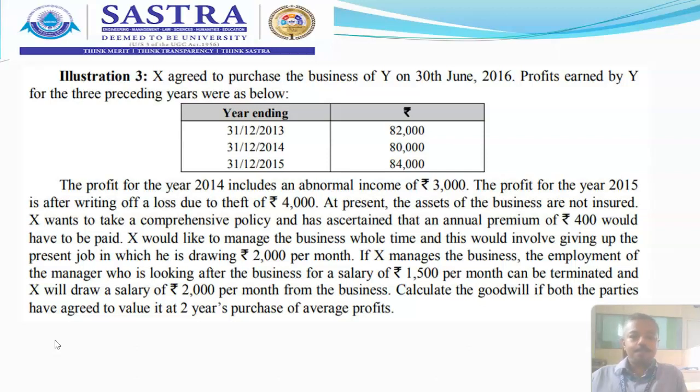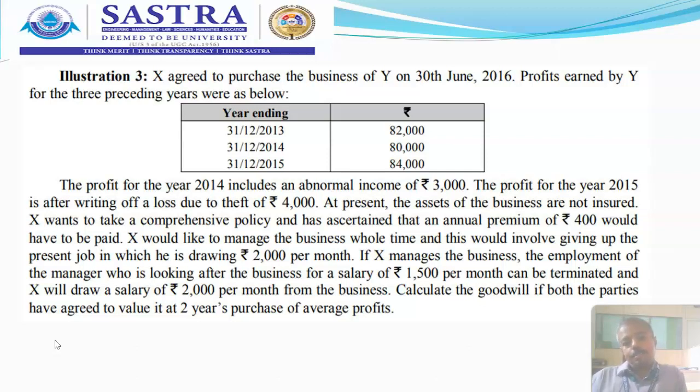Abnormal income is not going to be a regular phenomenon. The profit for year 3 is arrived at after writing off a loss due to theft. The theft is never going to be regular. It happened only in a year. So this has been written off, which is subtracted, but it is not going to be a regular mode.